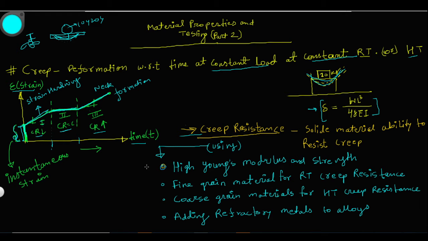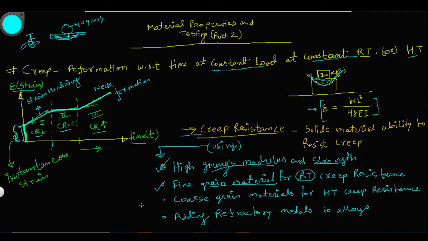Now, how can we increase the creep resistance of a material? We can increase the creep resistance of a material by using high Young's modulus and high strength material. If we increase the E value and strength of the material, then we can increase the creep resistance. And fine grain material for room temperature creep resistance. If the material is at room temperature, then we can use fine grain material to increase the creep resistance.